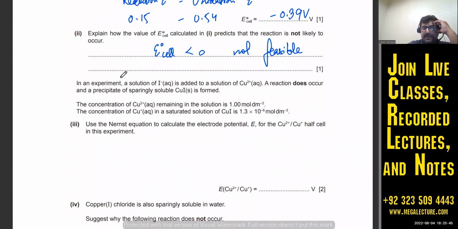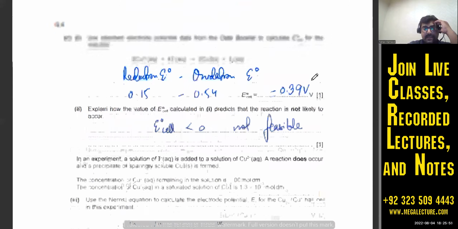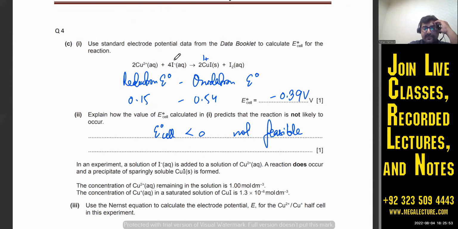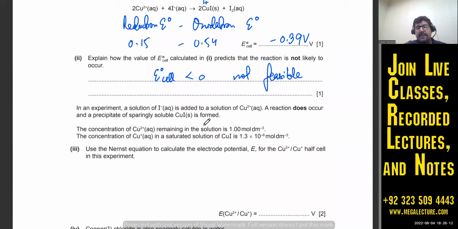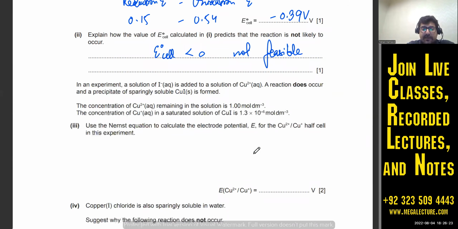Now he's saying there's an experiment and a solution of I minus is added to a solution of copper 2 plus. A reaction does occur. So it's the same reaction. The reaction does occur and a precipitate of sparingly soluble copper iodide solid is formed, right? So he's saying that when he did it in the lab, the reaction is actually happening, although it's not feasible. Now he says the concentration of copper 2 plus remaining in the solution is 1 mole per dm cube and the concentration of copper plus ions in the saturated solution is 1.3 times 10 power minus 6 mole per dm cube. Use the Nernst equation to calculate the electrode potential of the copper.